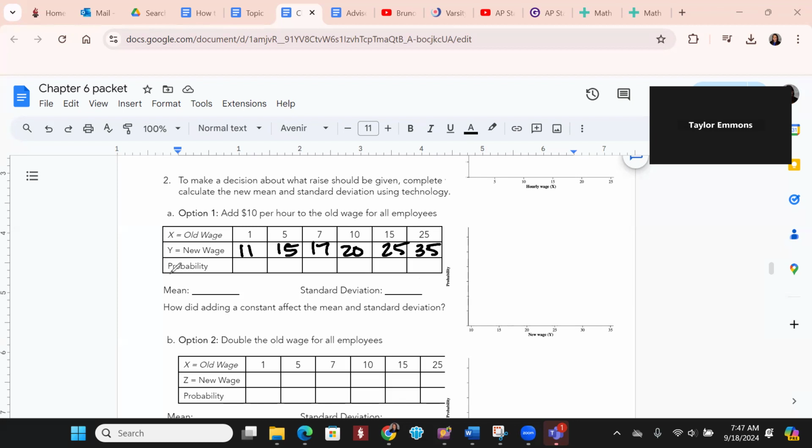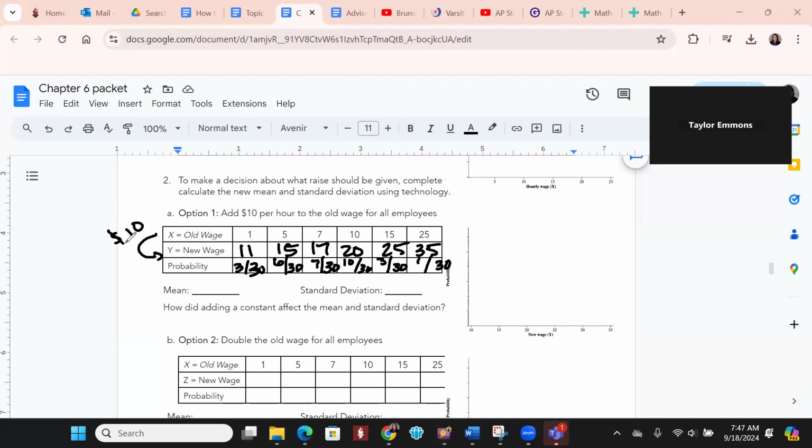The probability is still going to stay the same because everybody's just increasing by $10, right? So go and fill that in: 7 out of 30, 10 out of 30, 3 out of 30, 1 out of 30. All we did is we took the old wage, we added $10 to it, and we used the same probability.